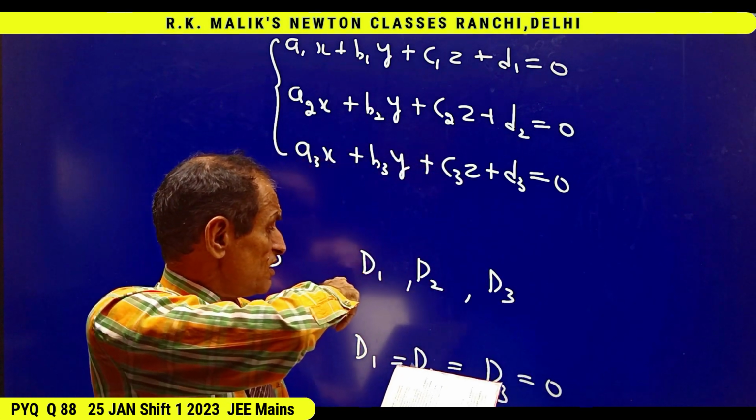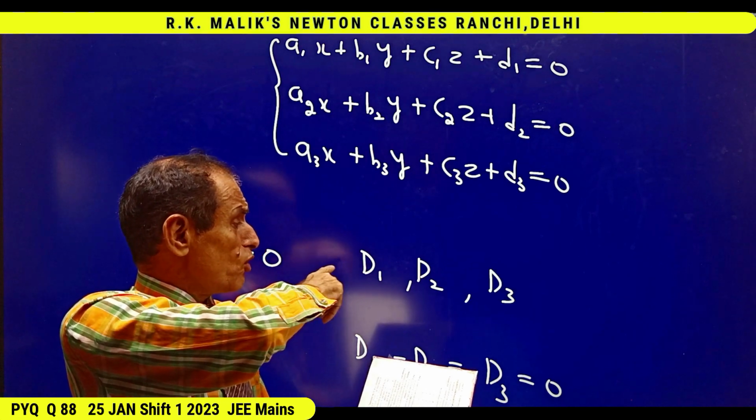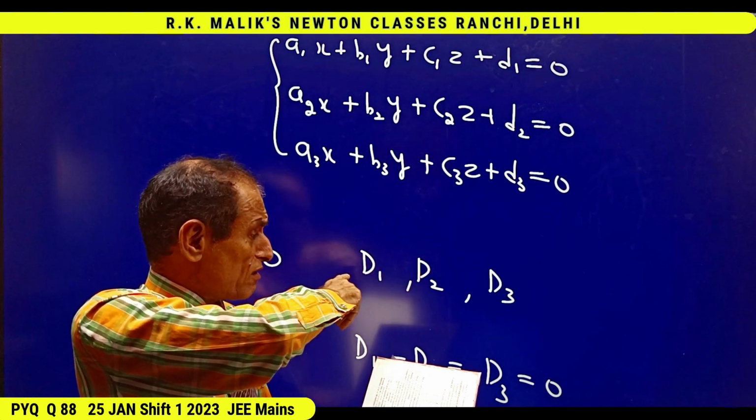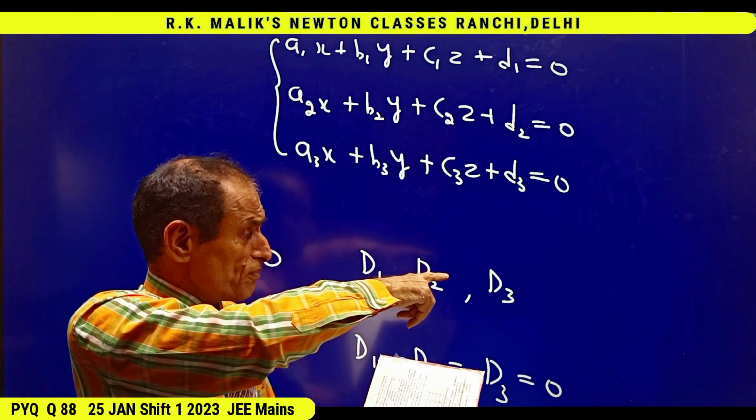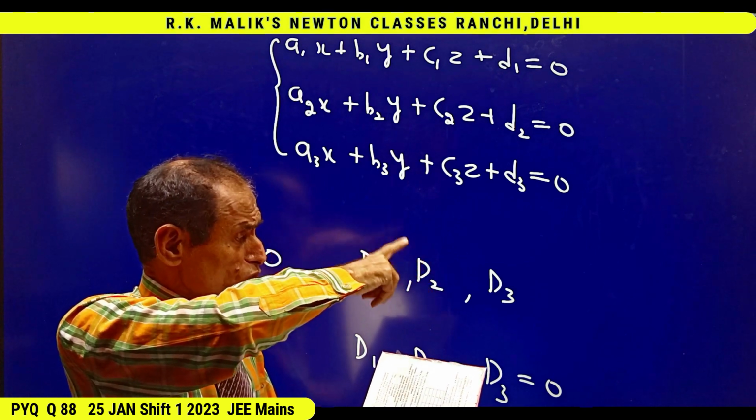Therefore, if D equal to 0 and D1, D2, D3, at least one of them is non-zero, then there is the case of no solution.